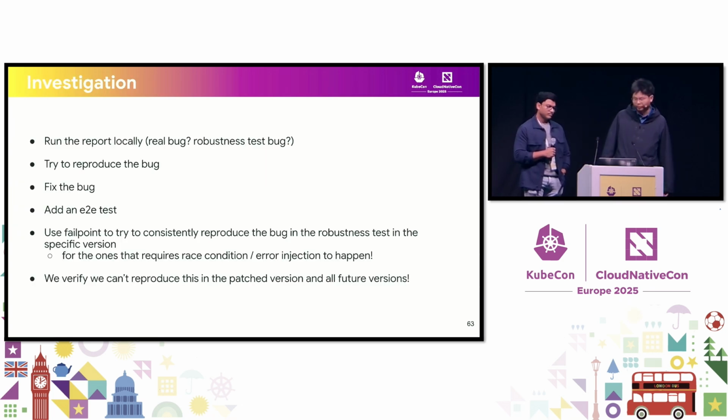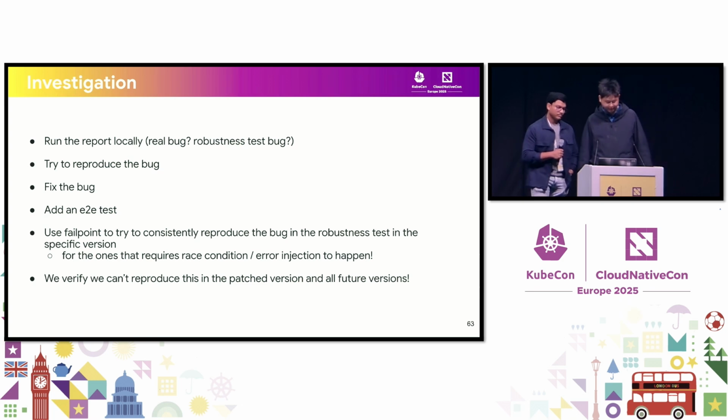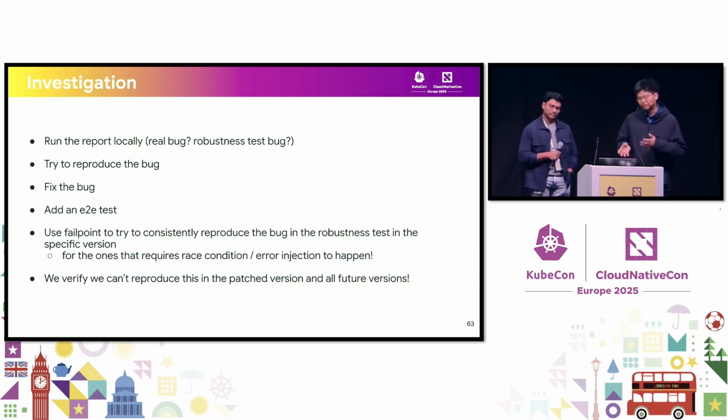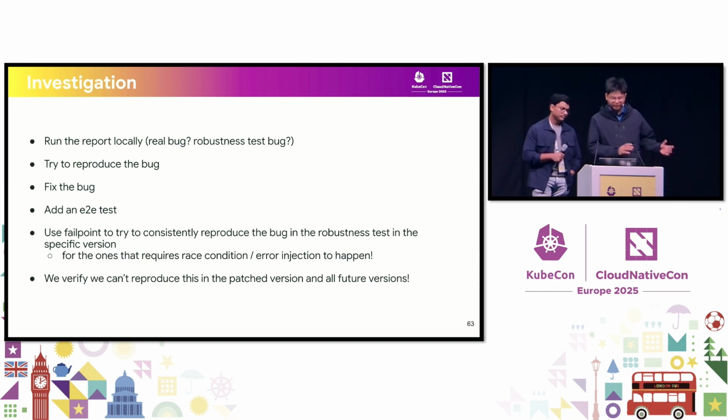So hopefully we don't need to do this a lot of times, but if ever we have to run the report locally, we have to first make sure whether this is actually a real bug on the etcd side, because as we mentioned, we are writing a model to model the behavior of etcd. So there might also be a case where there's a bug in the framework, or a bug in the model. So we need to first distinguish this. And then if we actually know this is a bug on the etcd side, try to reproduce it over there, fix the bug, write an end-to-end test. And for those that actually require race conditions or error injection to work, we add them to the Robustness test suite so we can consistently reproduce them over time.